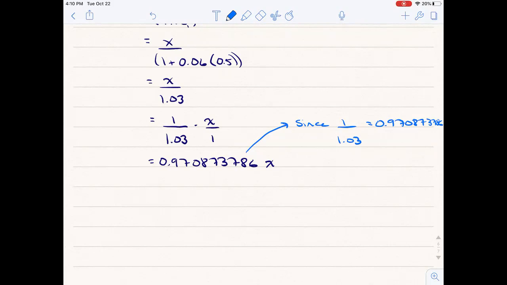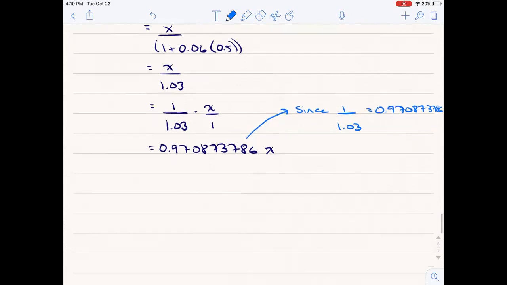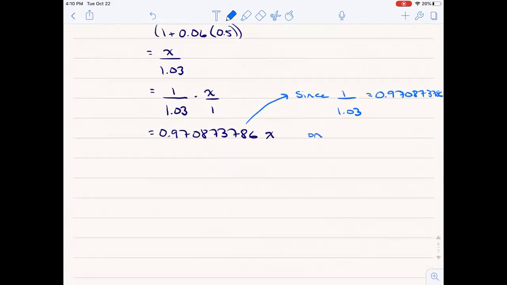Just to save you some time. Have 1.03 on the screen, and then hit the 1 over X button. So 1.03, 1 over X.